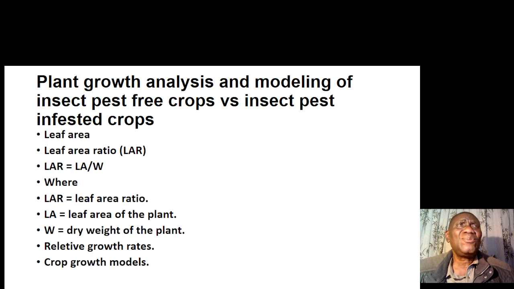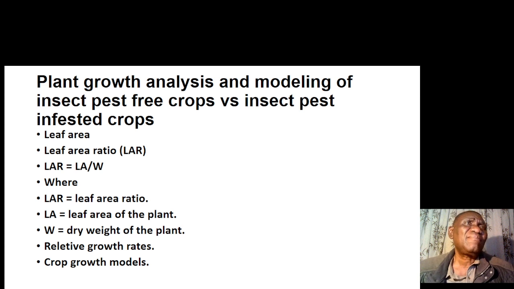You may do plant growth analysis and modeling of insect pest-free crops versus insect pest-infested crops. You compare the two, where you have infestation versus where you have plants which are free from insect damage. Some of the parameters of interest could be leaf area, because it can be reduced because the insect pests are eating the leaves.